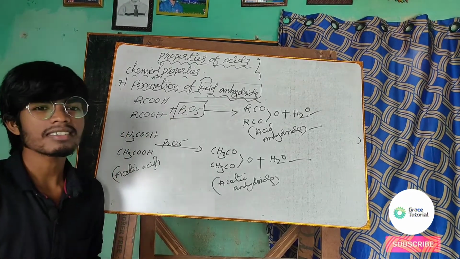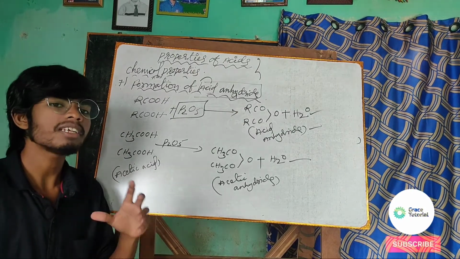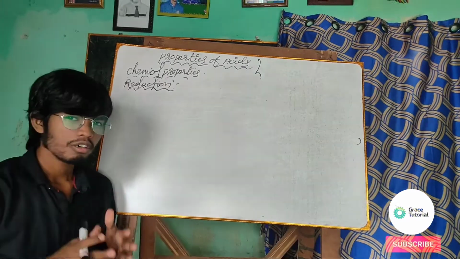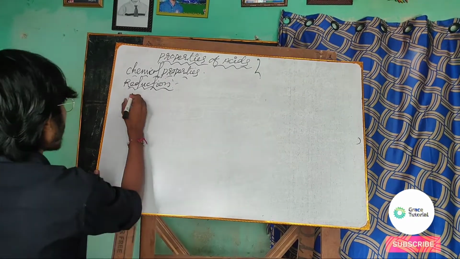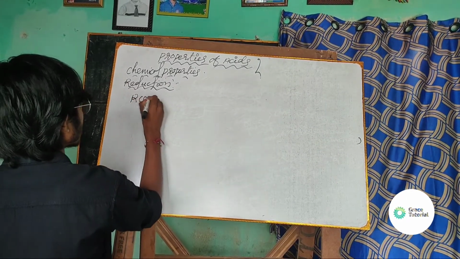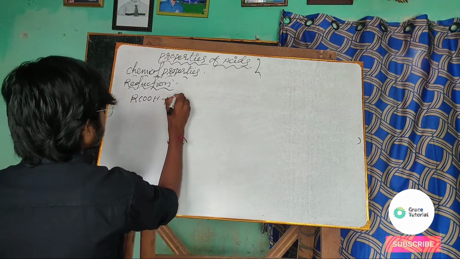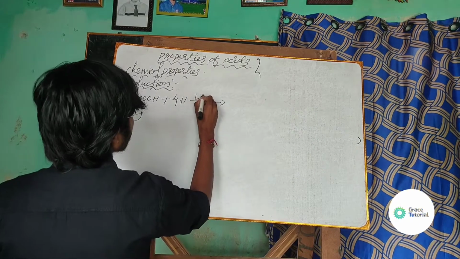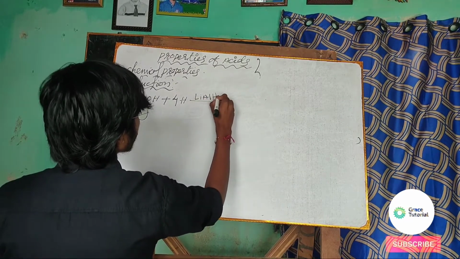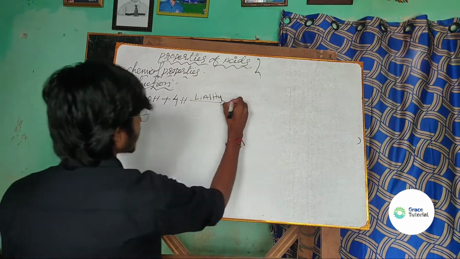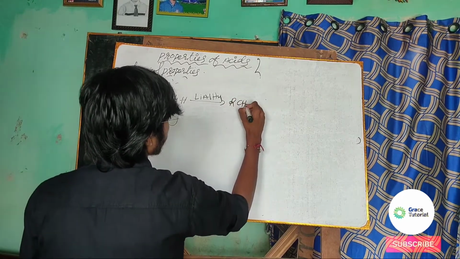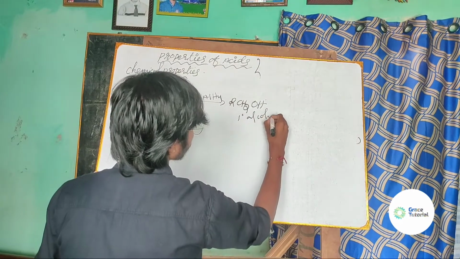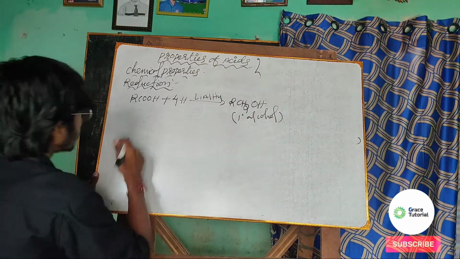Now we will discuss some reductions. That means if the acids are reduced, then what happens? So I have acid. If that acid gets reduced, reduction means addition of hydrogen. So with reducing agents like lithium aluminum hydride, RCH2OH, the primary alcohol, is obtained. This is acid.